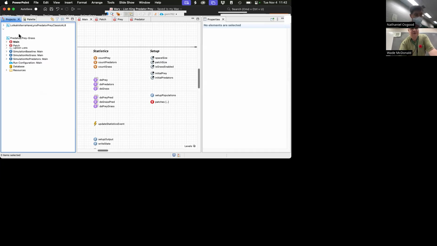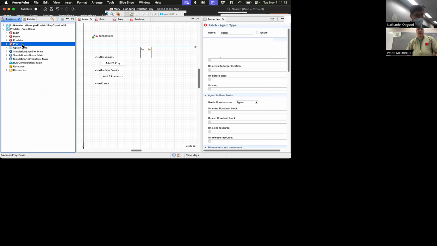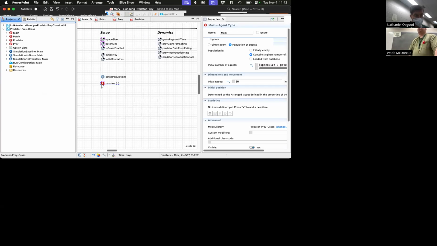structure of this agent-based model, all models in AnyLogic have a main agent. We also have what is called a patch, and then a predator and a prey animal as agents. So there's three key agent types, and then the main agent in which they live. In main, there's a population of patches, and this is a way of representing the environment as patches or grid squares or cells.